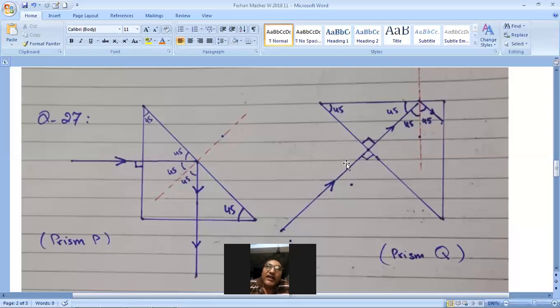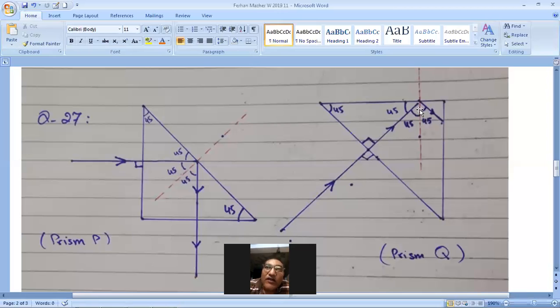This prism is also a 45 degree prism. Here the light is entering, making a 90 degree angle with the surface of the prism, so it will go undeviated and touch this face. I have drawn a normal here. This angle is 90, this angle is 90. Because it's a 45 degree prism, this will be 45, this is 90, then this will also be 45. If this is the normal and this is 45, then this will also be 45.